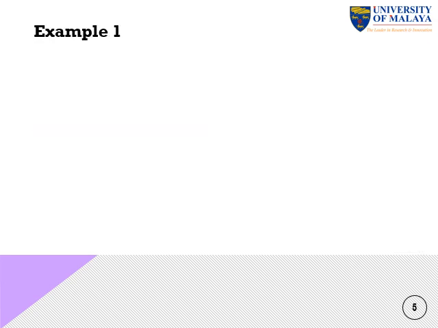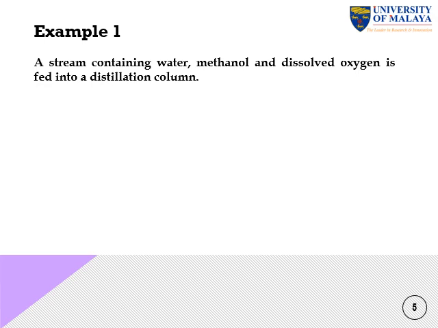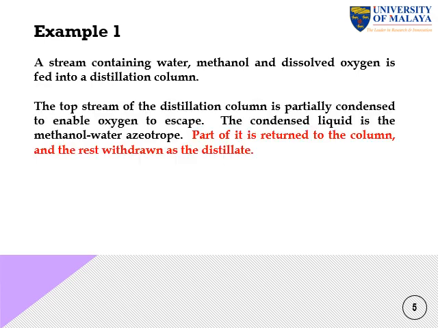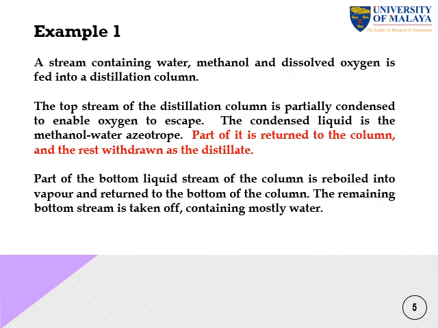So let's go through the first example. A stream containing water, methanol and dissolved oxygen is fed into a distillation column. The top stream of the distillation column is partially condensed to enable oxygen to escape. The condensed liquid is the methanol-water azeotrope, which just simply means it's a methanol-water mixture. Part of it is returned to the column and the rest is withdrawn as the distillate. Part of the bottom liquid stream of the distillation column is reboiled into vapor and returned to the bottom of the column. The remaining bottom stream is taken off, containing mostly water.